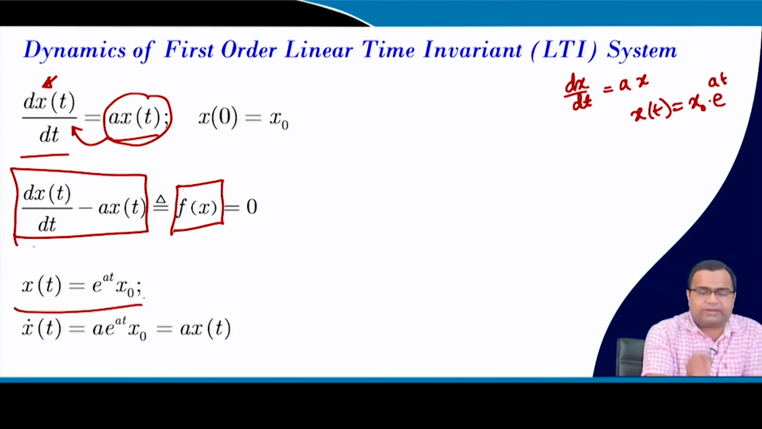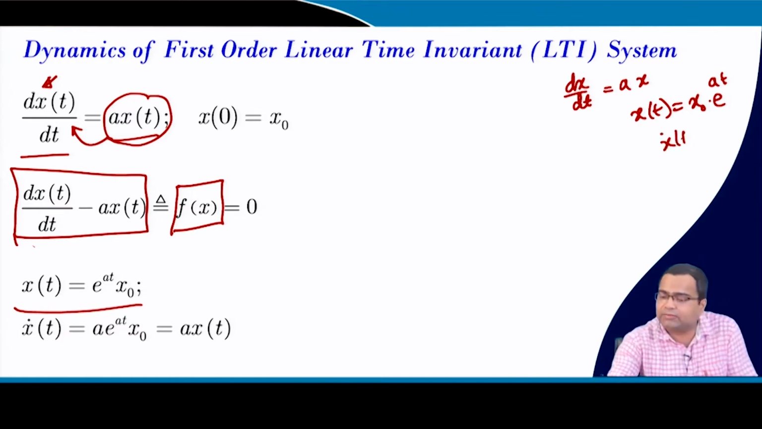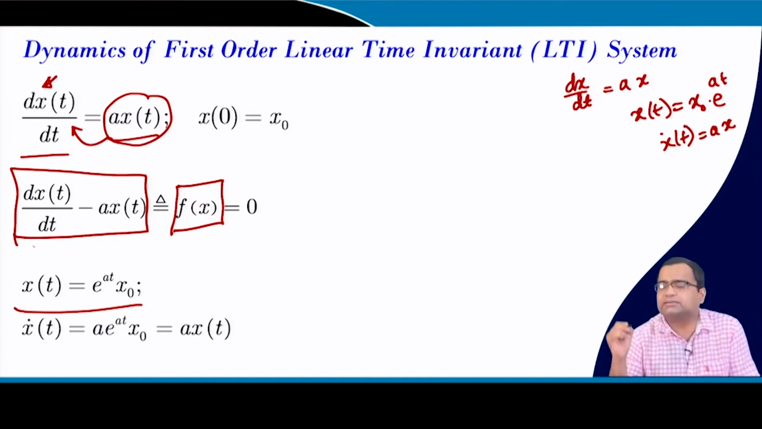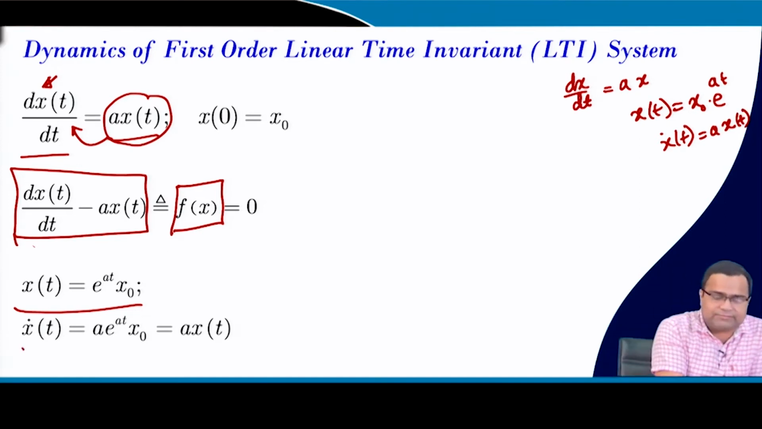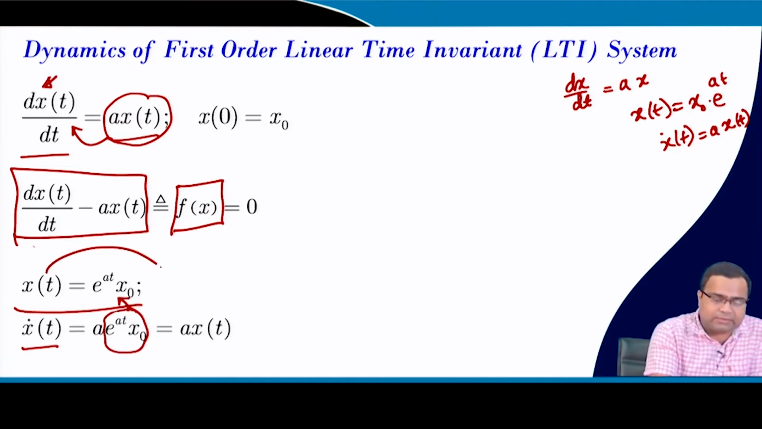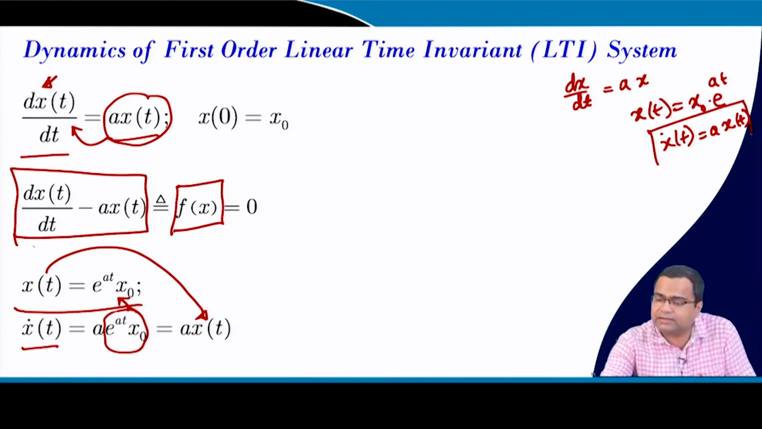So, this is what we have written here. And if you differentiate x(t), then what will you get? You will get A into x(t), because if you write x dot t, it will be A into e to the power At into x0, and this term is already written, it is nothing but this term, right. So, we can write. Now, we got x dot equal to this equation.